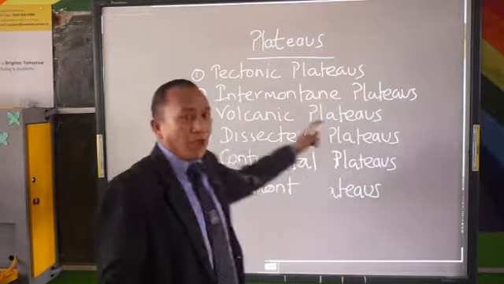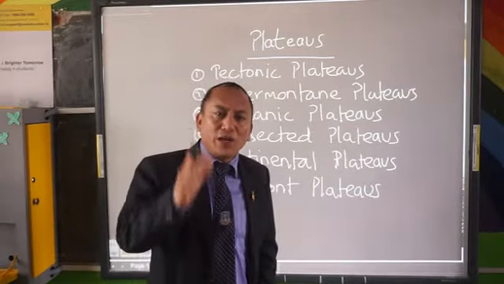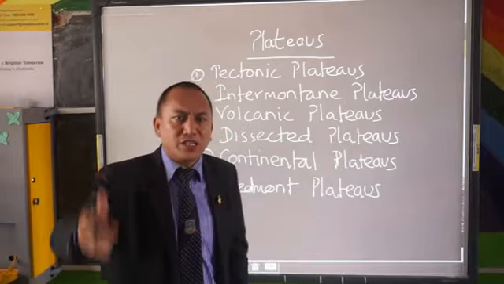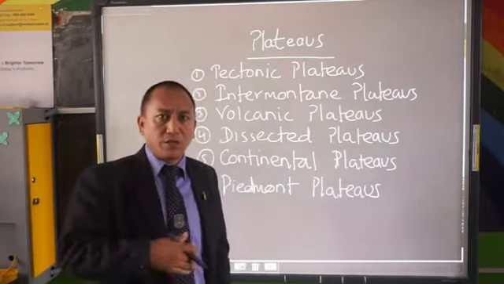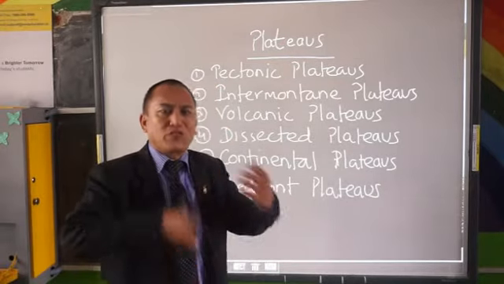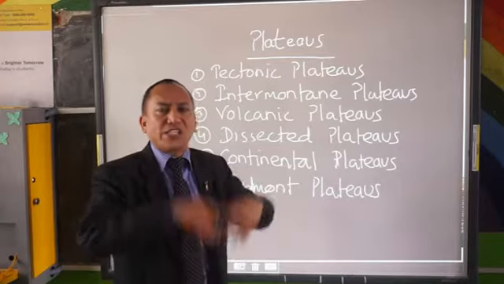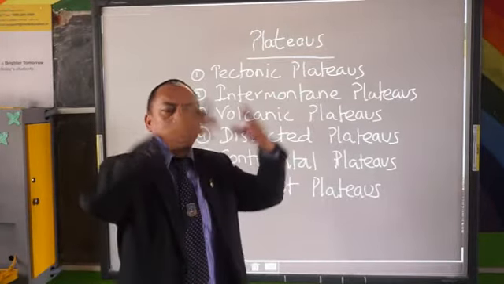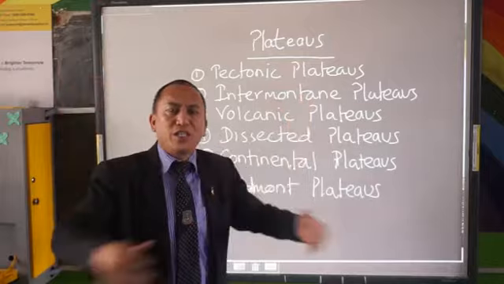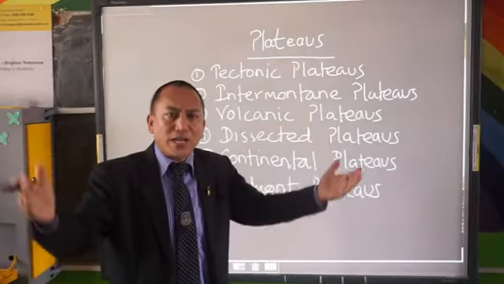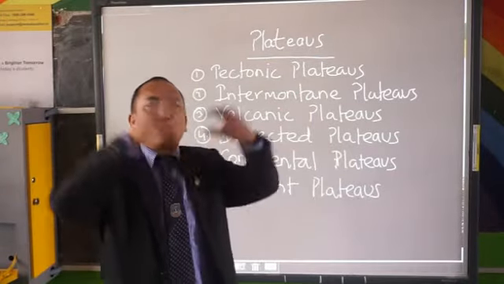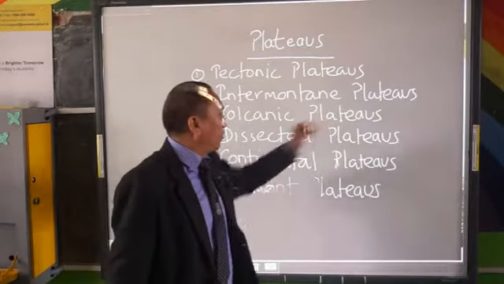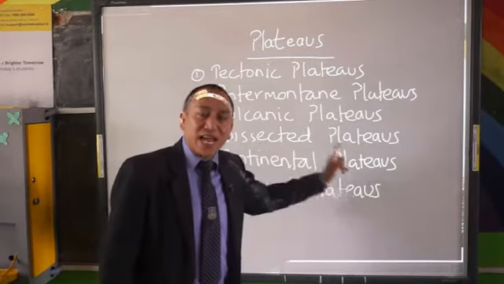Next one we have is the volcanic plateaus. These are plateaus which are formed because of volcanic eruptions that have taken place for thousands and thousands of years. When the eruptions go on for thousands of years, the ash, the cinders, the dust, whatever materials and lava accumulate on the land, and when this goes on and on, it forms a raised land, which is called a volcanic plateau.